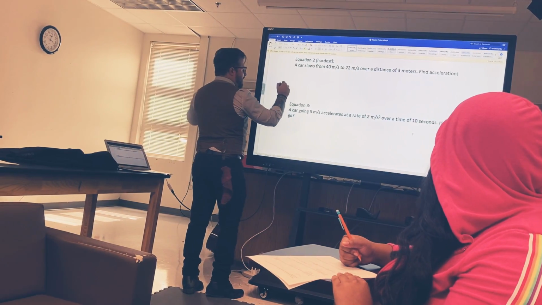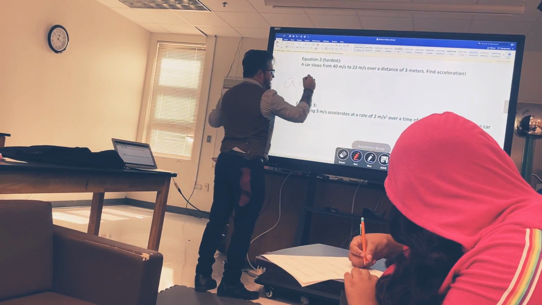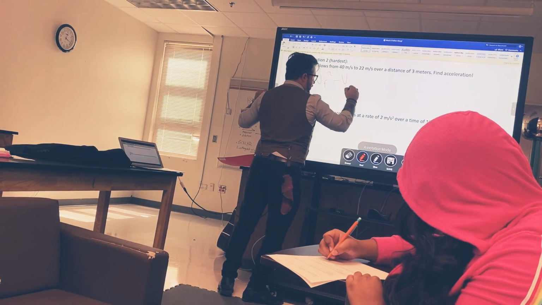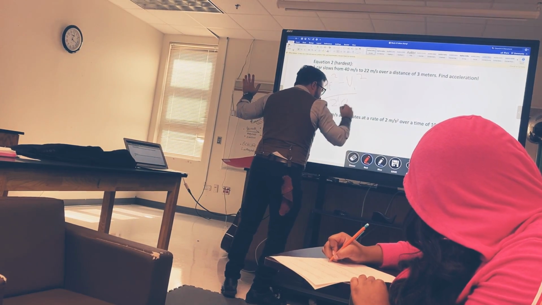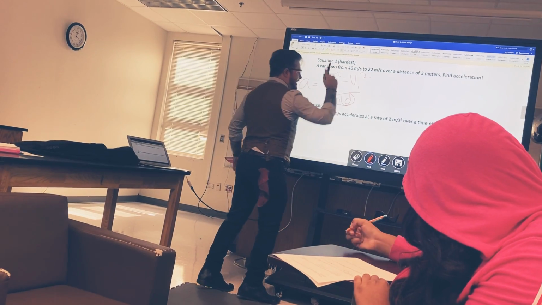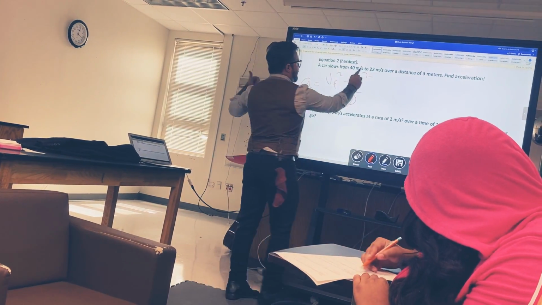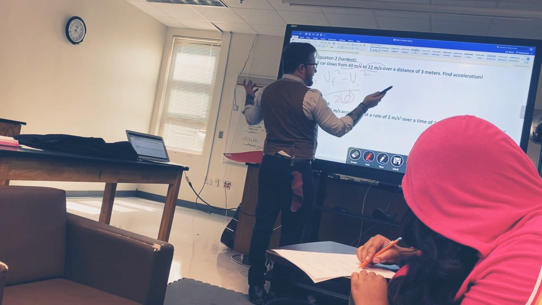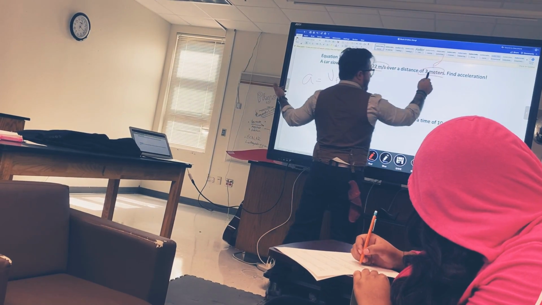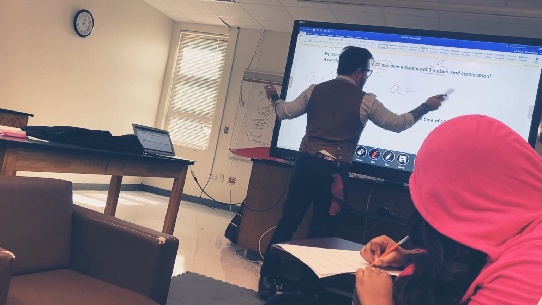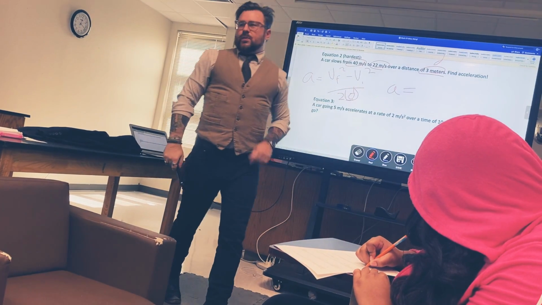So I have my formula that I know I'm going to use. My acceleration is the square of my final velocity minus the square of my initial velocity, over 2 times the displacement. It doesn't take Einstein. It just takes a formula. Let's go. Find the acceleration. I've got 40 and 22 velocities. I got 3 distance. A is equal to. And this is where you're going to mess up.